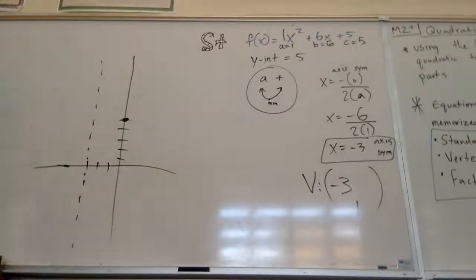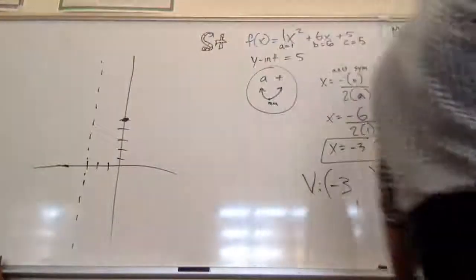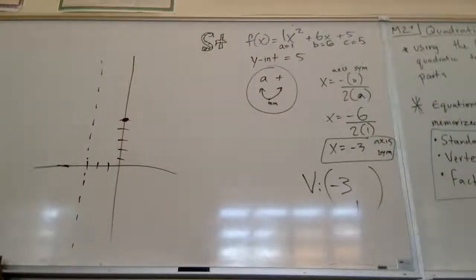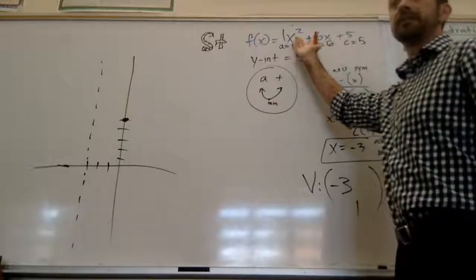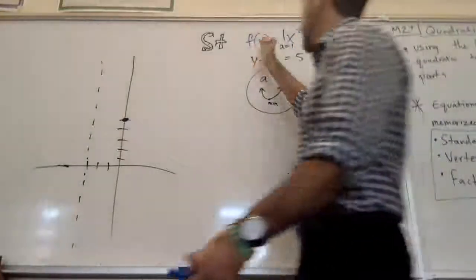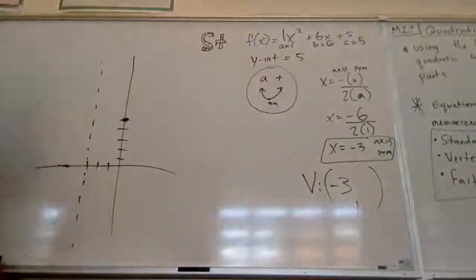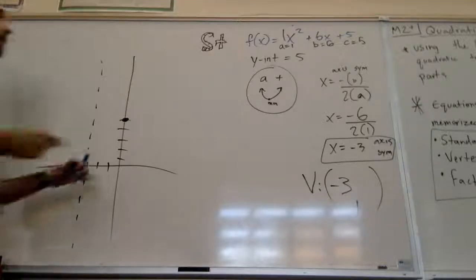Perfect. So let's look back to see what we had. To find the vertex, plug in whatever you had for x to find your y. Where do we plug it in? Everything is about this function. That's what this problem is for. So let's go ahead and see about plugging in negative 3.